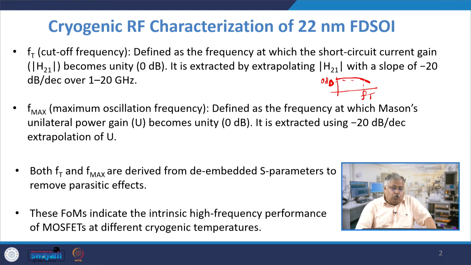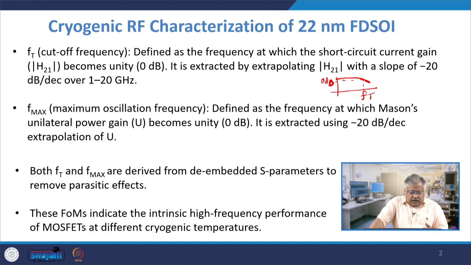Now, both Ft and Fmax are derived from de-embedding the S parameters to remove the parasitic effects. So, what we do is we have an active device and we have parasitics attached to it. So, we need to de-embed initially in order to extract the values of Ft and Fmax, and this is done to remove the parasitic effects to a larger extent.